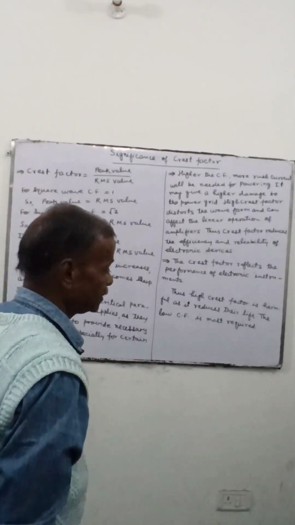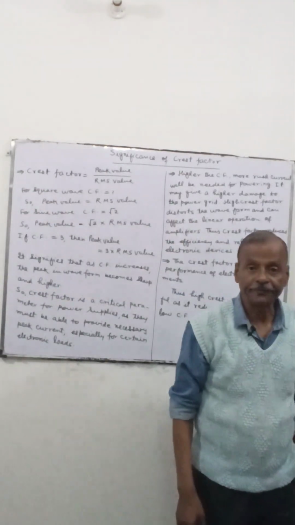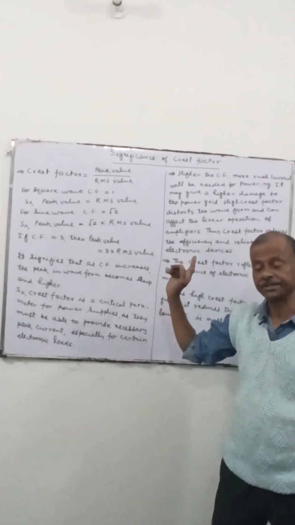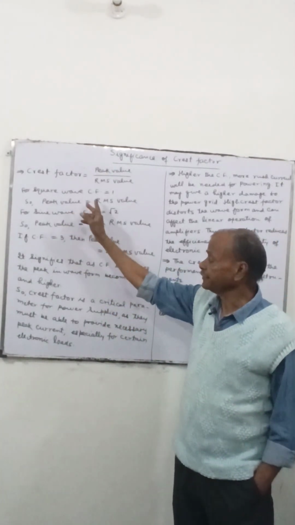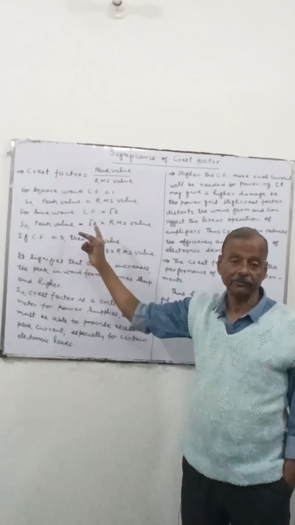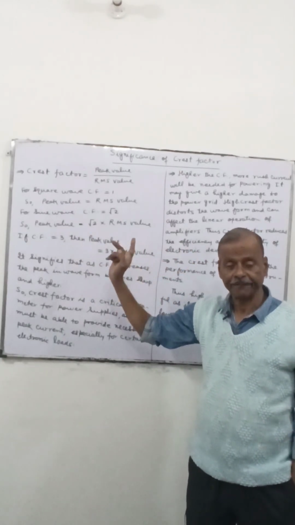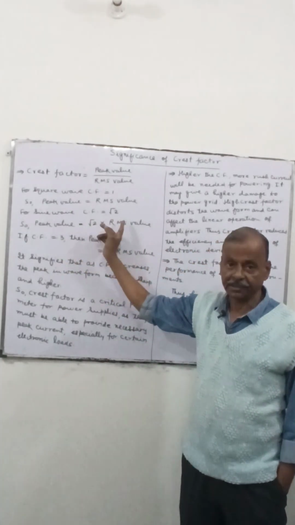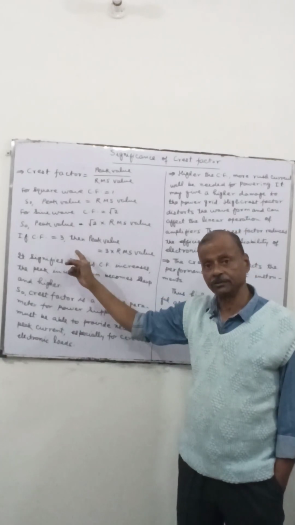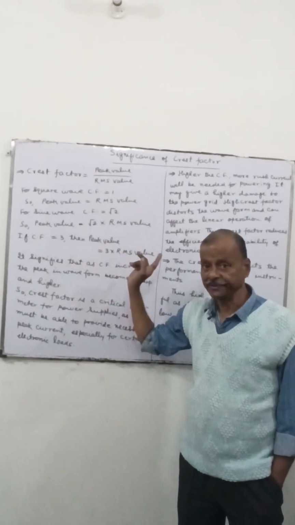Significance of crest factor. Crest factor is defined as the ratio of the peak value to the RMS value of the AC signal. For a square wave, the crest factor is equal to 1, so the peak value is equal to the RMS value. For the sine wave, the crest factor is equal to root 2, so the peak value is equal to root 2 times the RMS value.